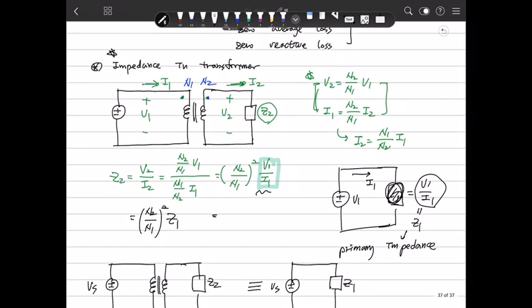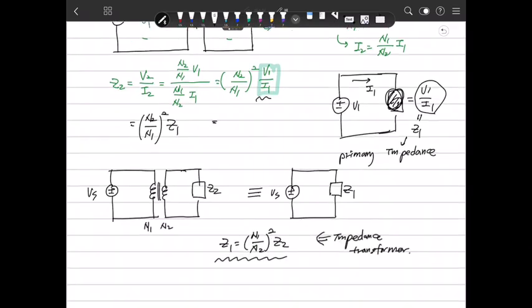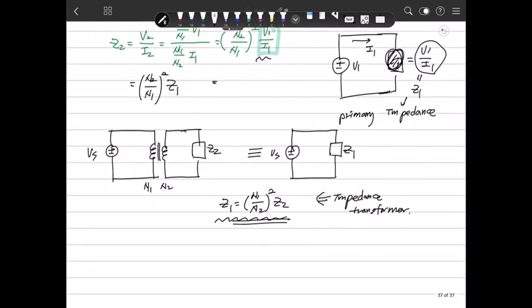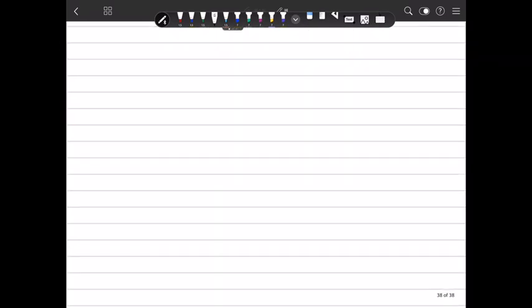So voltage is transferred through the turn ratio, and current is transferred by the reverse, one over the turn ratio, and the impedance is transferred by the turn ratio squared. It's quite simple and a very fun theory.